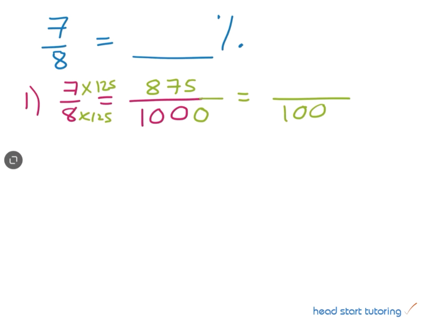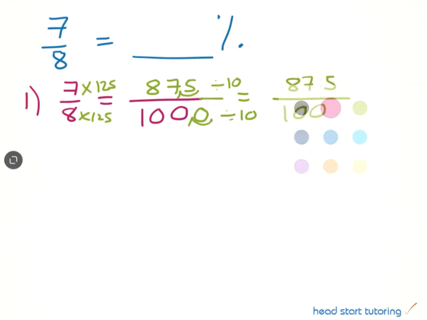So what do we do to 1000 to get 100? We divide it by 10. So then we divide our numerator by 10 as well. And 875 divided by 10 is equal to 87.5. Right, so dividing by 10, we bring in 1 decimal place, and we end up with 87.5 over 100.